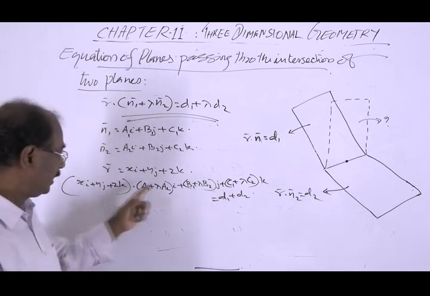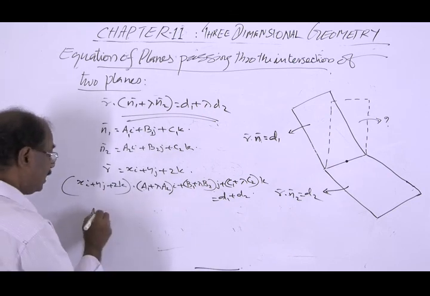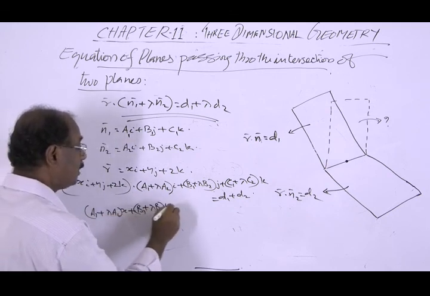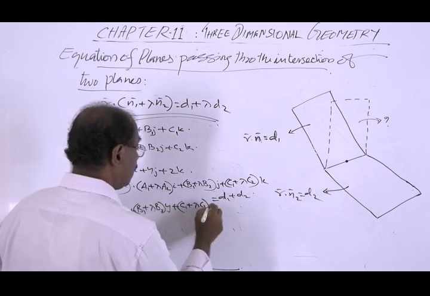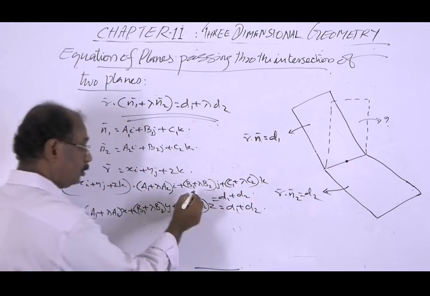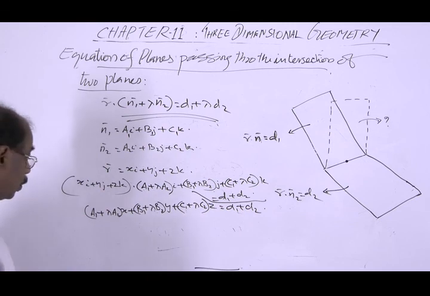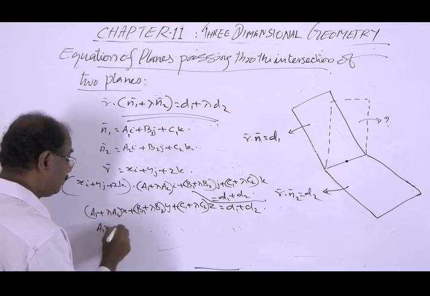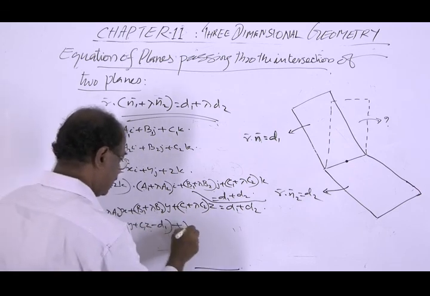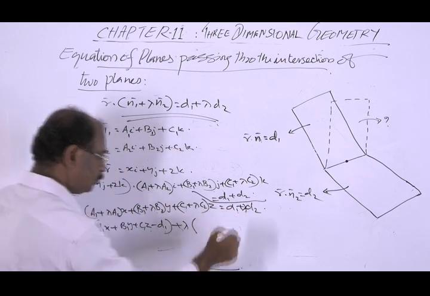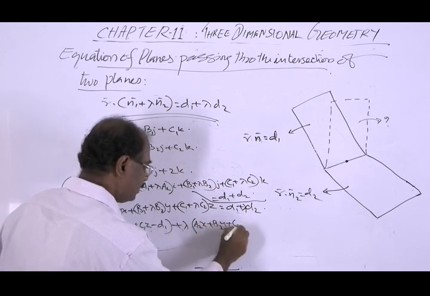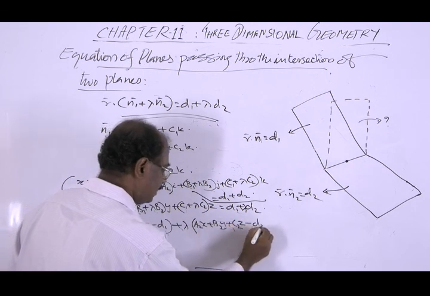Taking the dot product, we see that this is equal to (a1 plus lambda a2) into x plus (b1 plus lambda b2) into y plus (c1 plus lambda c2) into z is equal to d1 plus lambda d2, or a1 x plus b1 y plus c1 z minus d1, plus lambda into (a2 x plus b2 y plus c2 z minus d2) equal to 0.